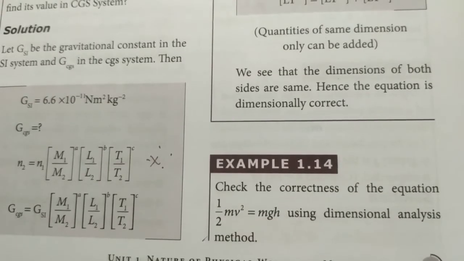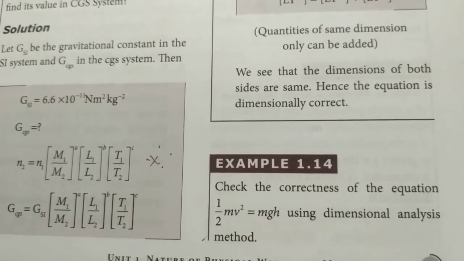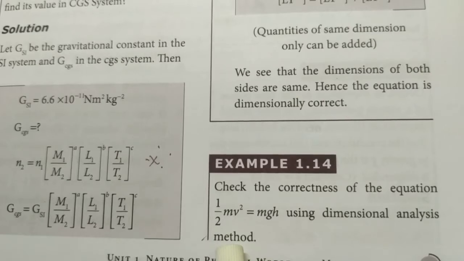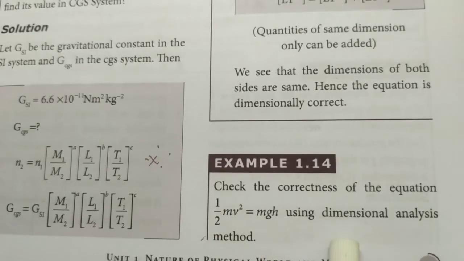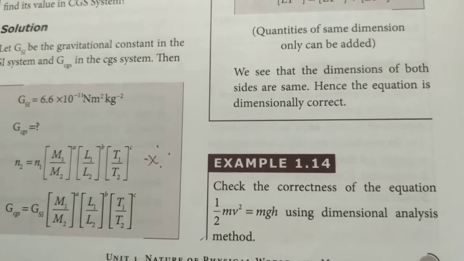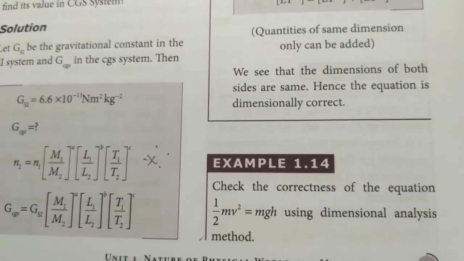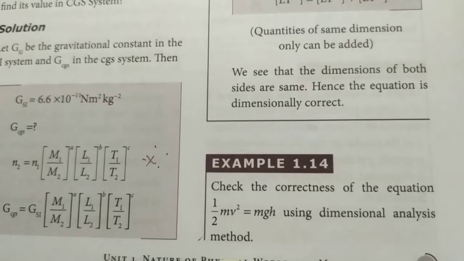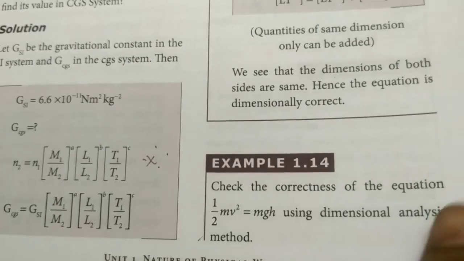Now look at the example given in your book, example 1.14. Let us read first: check the correctness of the equation half mv^2 = mgh using the dimensional analysis method. So now we are going to check the dimensional correctness of this equation. By using this principle of homogeneity only, we can check this. We are going to find out the dimensional formula for the left side expression and the right side expression. Then we are going to check whether both are the same or not.